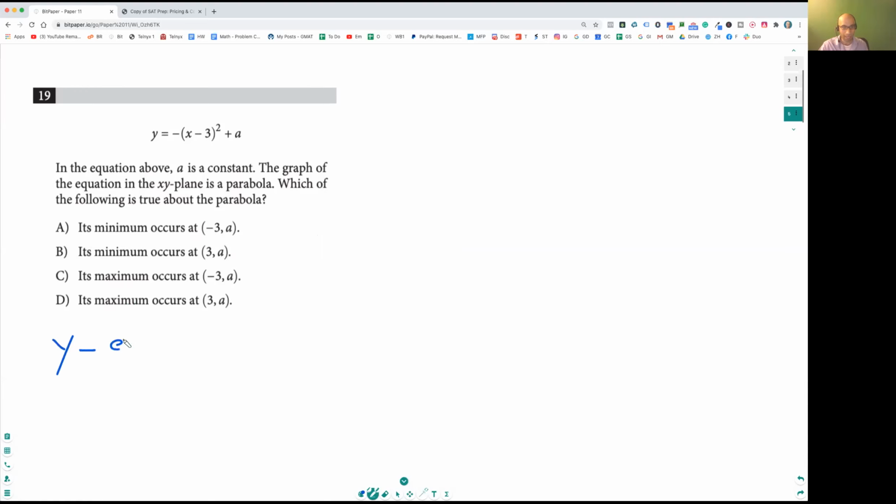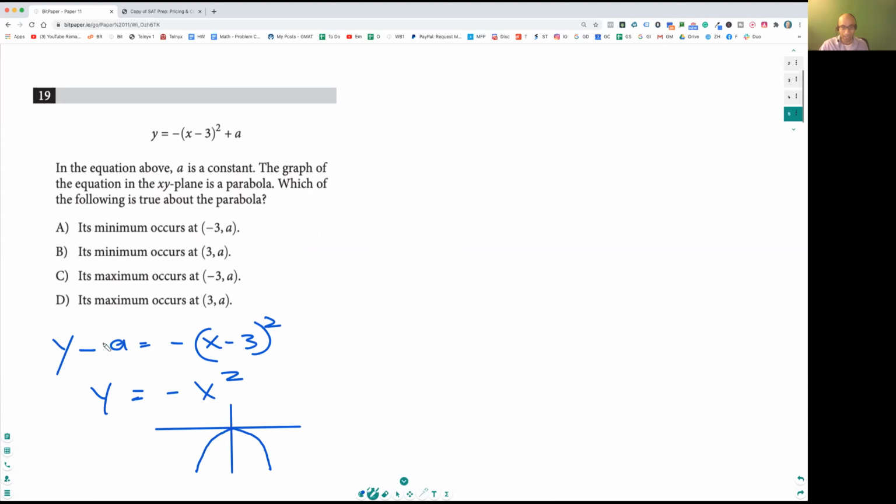y minus a is equal to negative x minus 3 squared, right? And now it's a parabola. Remember, this is just a formula for a parabola. This is just a fancy way of writing y is equal to minus x squared. If you don't know this, you definitely got to watch my quadratics and polynomial section, because a parabola is just a quadratic. Okay, so y is equal to minus x squared.